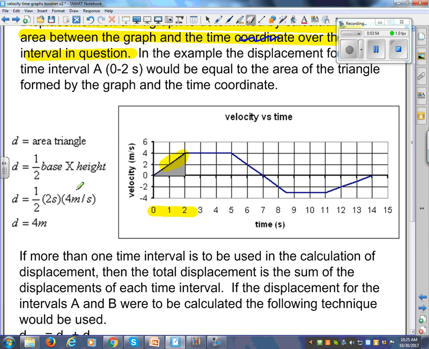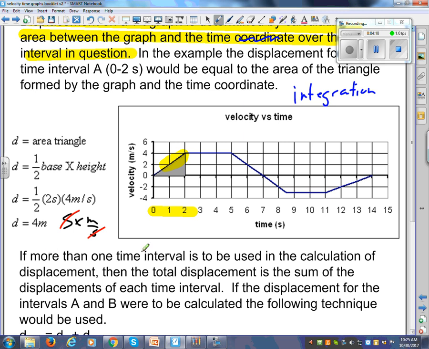And if you multiply the units out, seconds times meters per second, the seconds cancel, and you're left with meters. If you're in the calculus world, this little process is called integration. You can try to remember that for next year's advanced math. Integration. Okay?